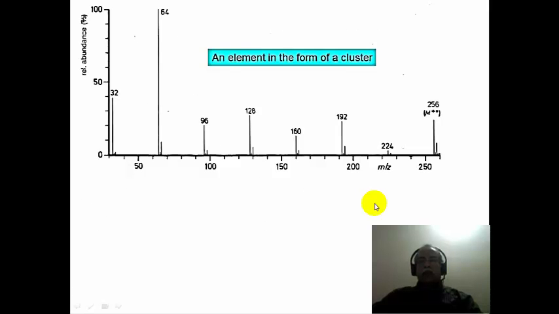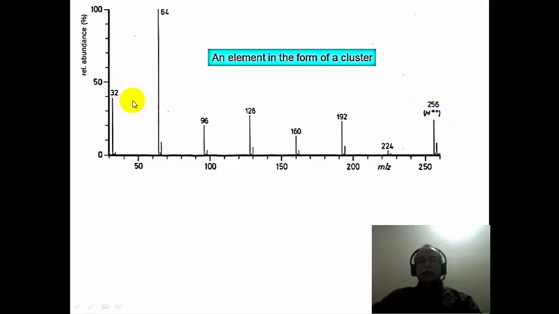Let us move on to the next problem. The next problem deals with an element which is in the form of a cluster. In other words, if you look at the mass spectrum carefully, there are many peaks, but if you consider the adjacent peaks, each adjacent peak corresponds to a mass unit difference of 32. So 32 plus 32 is 64, 64 plus 32 is 96, plus 32 is 128, plus 32 is 160, and so on, all the way up to 256.